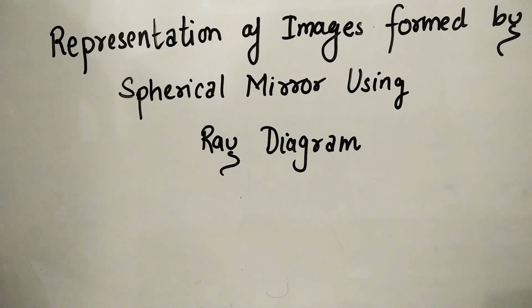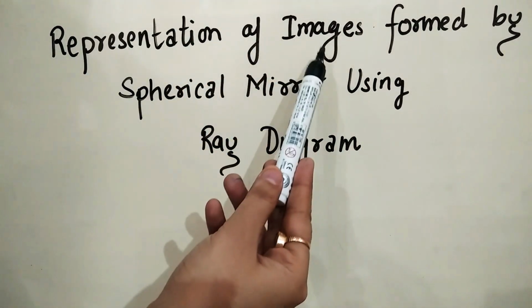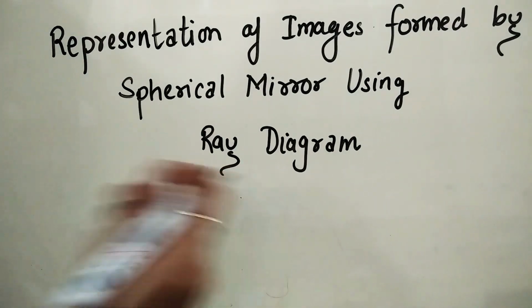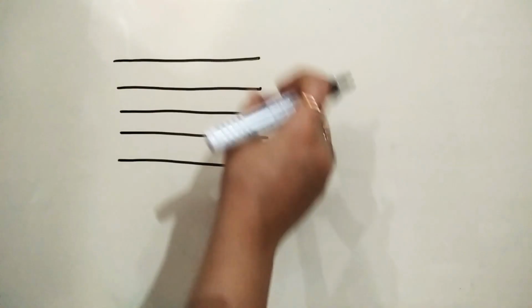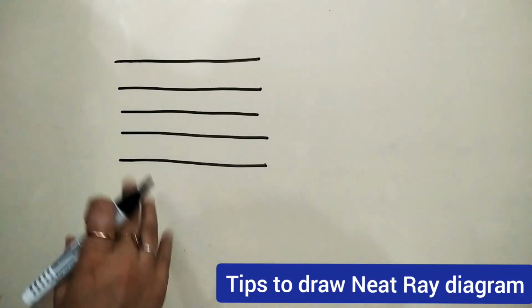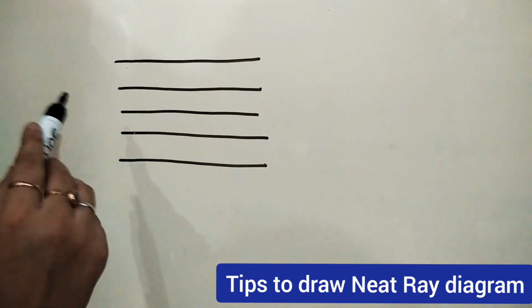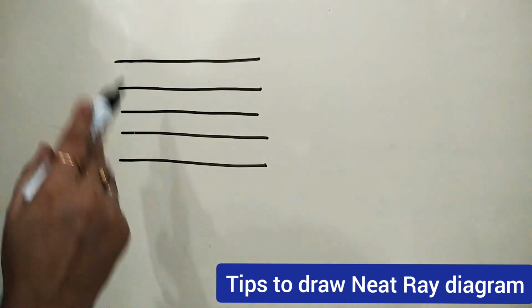In this video, we are going to discuss representation of images formed by spherical mirror using a ray diagram. This is a small tip to draw a ray diagram. You always choose 5 lines in your copy. Whenever you draw the ray diagram, always choose 5 lines.